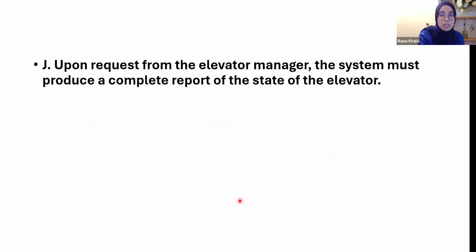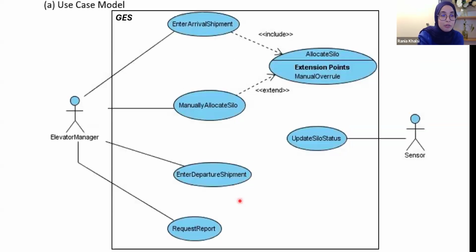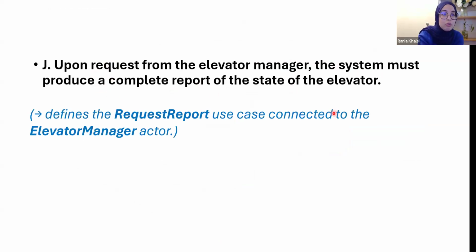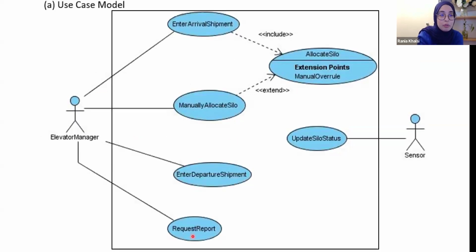Okay, so the last one also just confirms the request report. So we have in this paragraph, upon request from the elevator manager, the system must produce a complete report of the state of the elevator. So we have just confirmation of this use case.